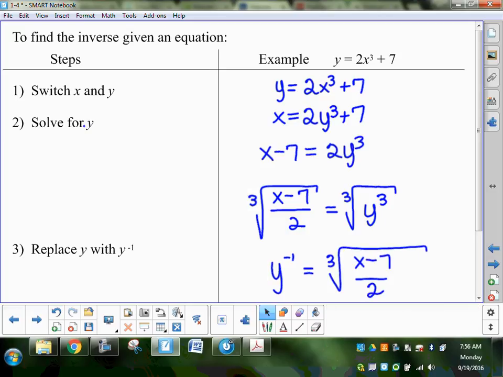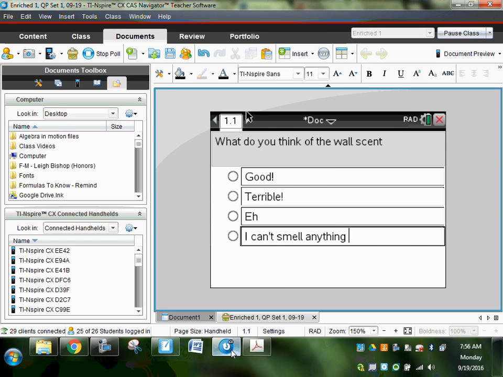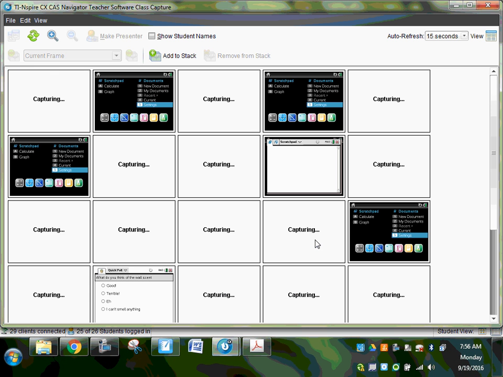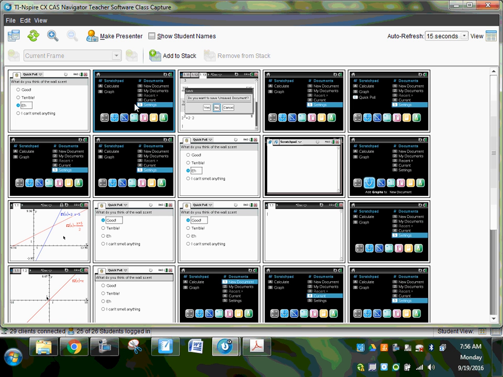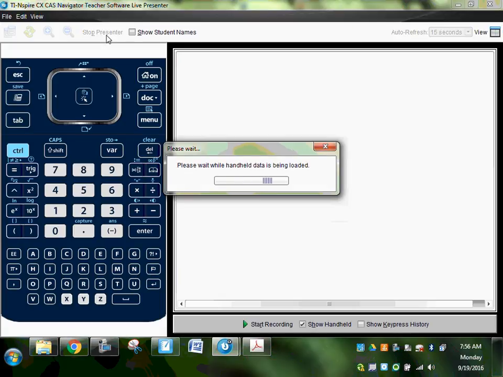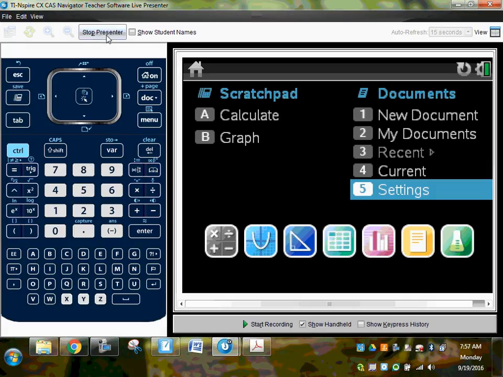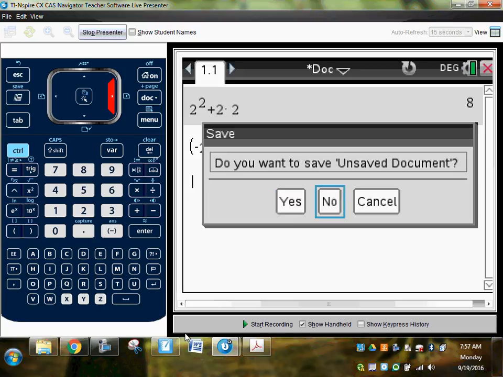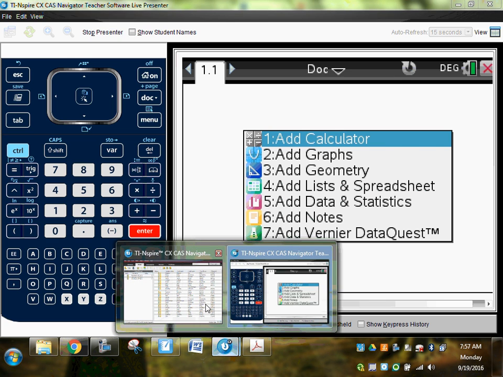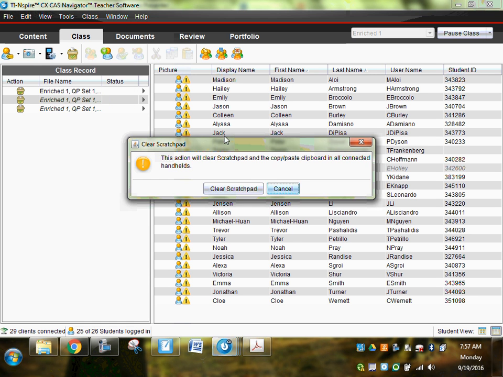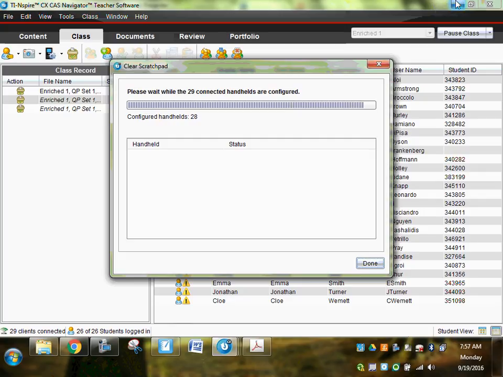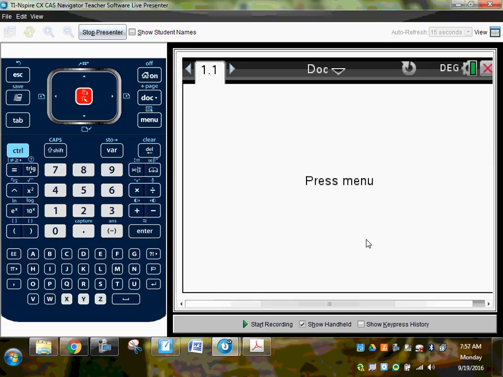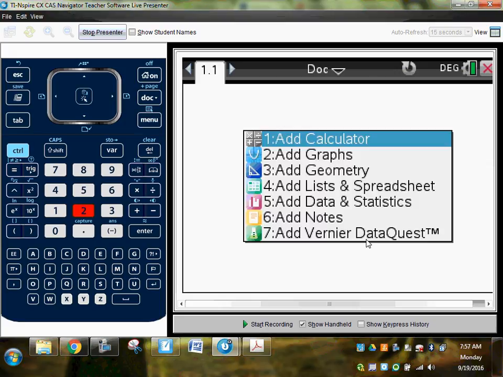Now, go into your calculators, please. Everybody right now, go into your calculators, please. Go into a new document. Again, you shouldn't be working in Scratchpad. Okay, go in, and we're going to need to hit menu. We're going to give a graph, so add graphs, which is 2.